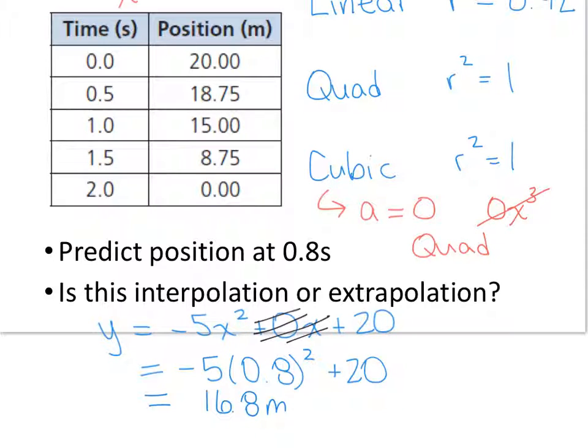This example also asks if this is interpolation or extrapolation. Well, 0.8 fits in among the x data that we're already given. Since it fits inside the data, this is an example of interpolation.